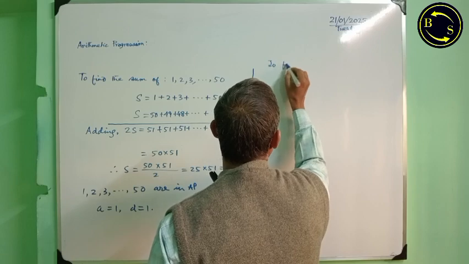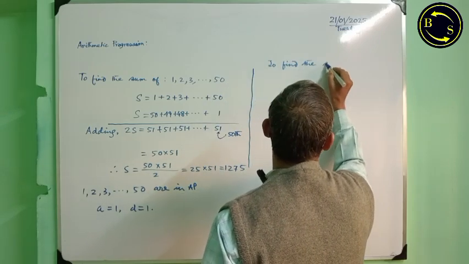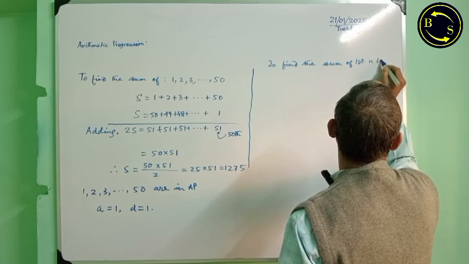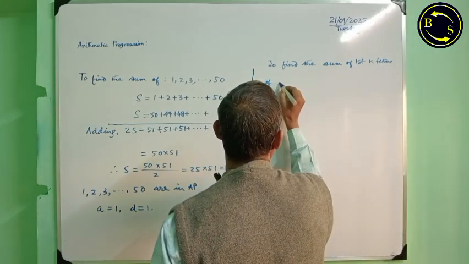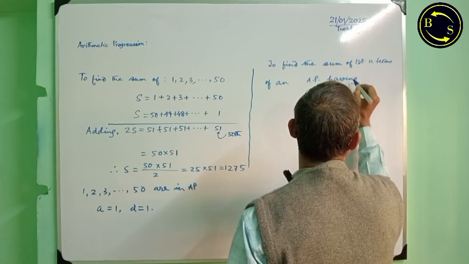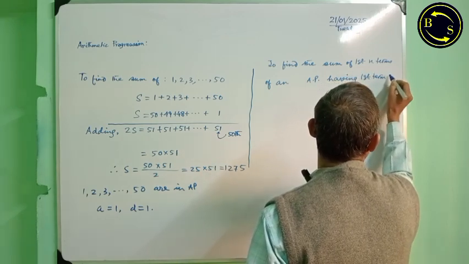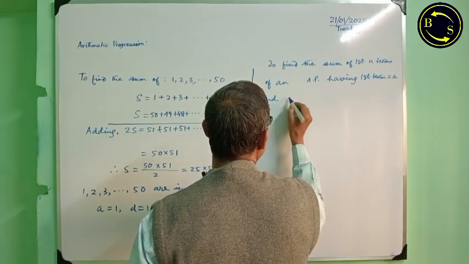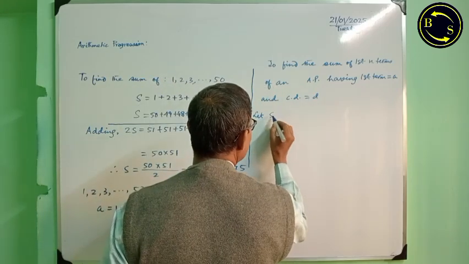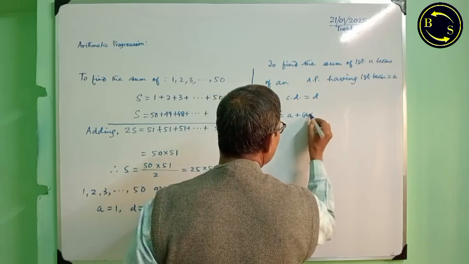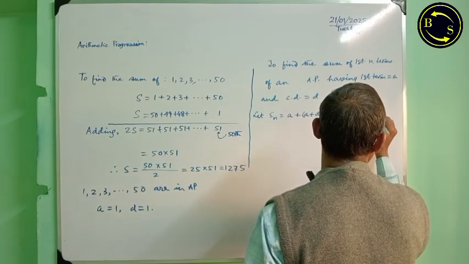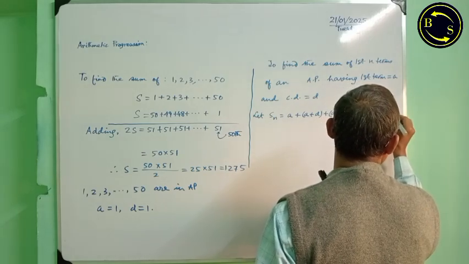To find the sum of the first n terms of an AP having first term a and common difference d. Let Sn equal a plus d, a plus 2d, and so on. Then the nth term, already I have discussed in the earlier class.